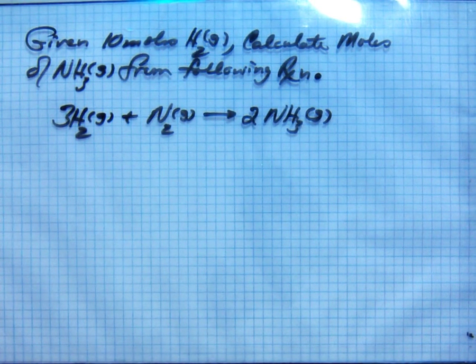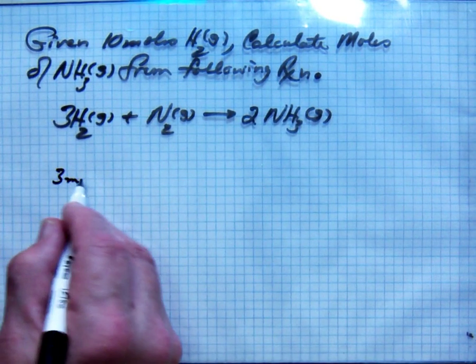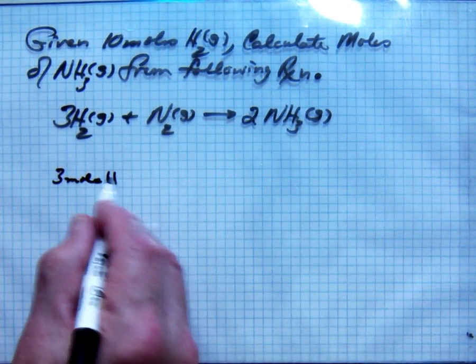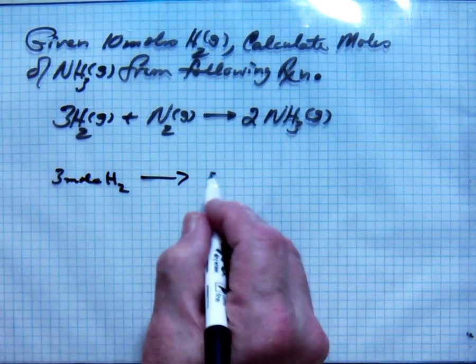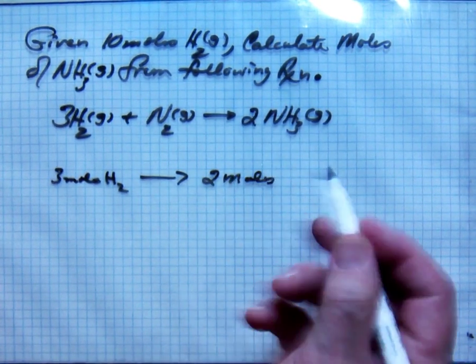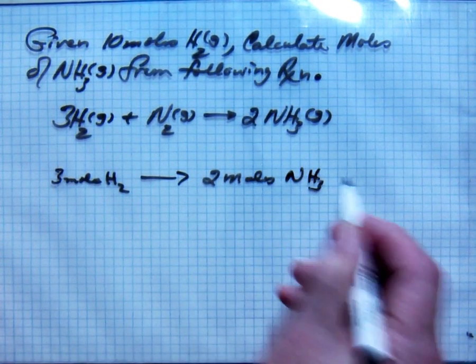Okay. What we're given and what do we know about the chemical equation? Well, we know that 3 moles of hydrogen will produce 2 moles of ammonia. Okay? Well, I'm given 10 moles of hydrogen. The question is, how much ammonia? So I can come down here and say 3 moles of hydrogen will give me 2 moles of ammonia very quickly, just like that.